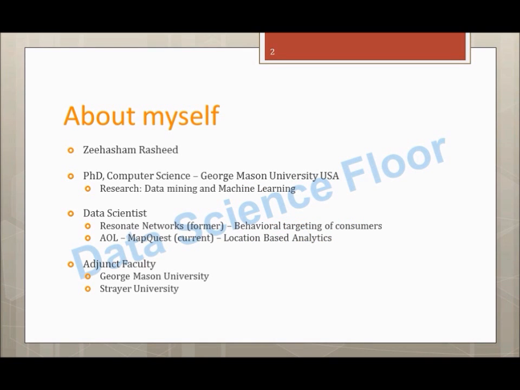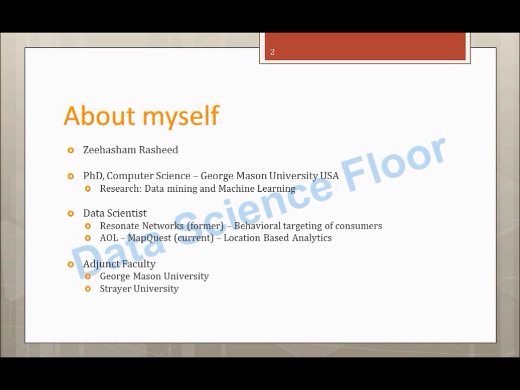So here is an introduction about myself. I did my PhD in computer science from George Mason University, and my research topics include data mining and machine learning algorithms. After I finished my PhD, I have been working in the industry as a data scientist. My former company name is Resonate Networks. At Resonate, I worked on the browser history data and the survey data to predict the user's activity and show them the right advertisement based on their interest.